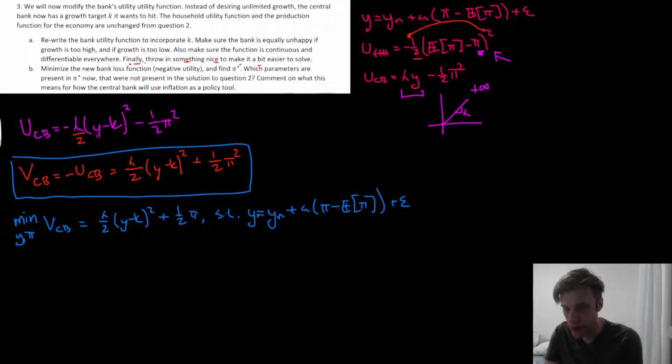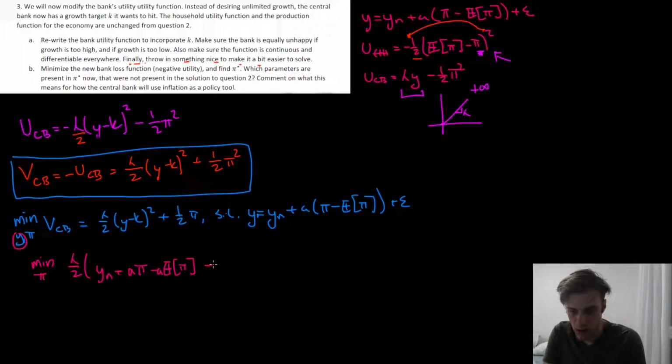Once again, we can eliminate a variable. We can eliminate one of the choice variables, y in this case, because y is a function of pi. You plug it in, and we can only minimize with respect to pi. So we save ourselves having to set up a Lagrangian. So plug it in, we get yn plus a, let's factor the a right now, because we're going to need to do that later, times pi minus expected pi, plus epsilon, don't forget the minus k, all squared, plus 1/2 pi squared.